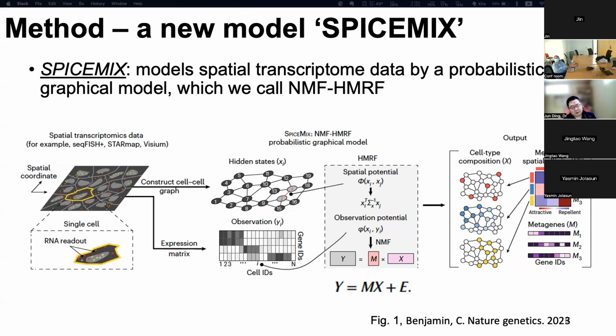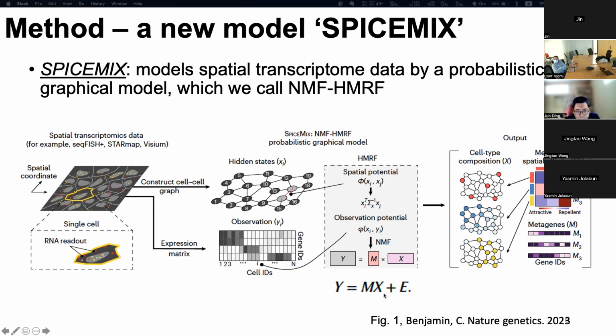Is X a latent representation? Like each X is a vector of a certain dimension, like a 32 dimensional vector? Yes, they do have cell type composition, so it depends on how many cells you have. Basically, the dimension of Y would be number of genes by number of cells. The dimension of M will be number of genes by number of metagenes, and the dimension of X will be number of metagenes by number of cells.